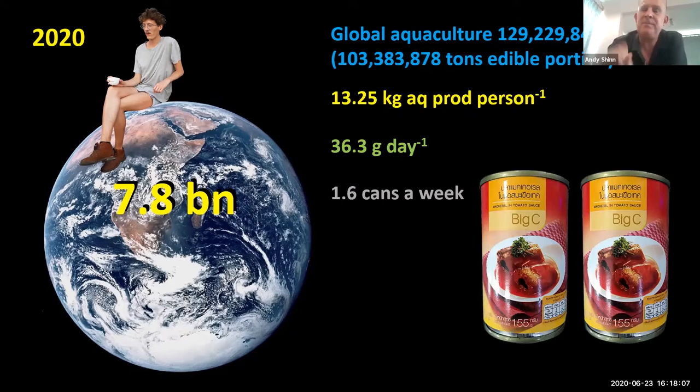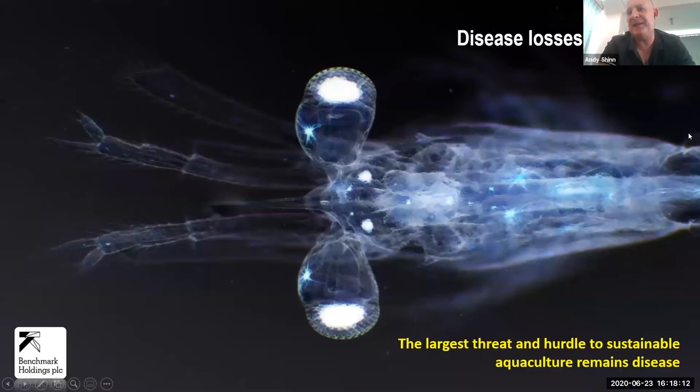But of course, this talk is really about diseases, so I'm going to focus on the diseases here. I'm going to focus on Asia, and we know that disease is perhaps the largest threat and hurdle to the sustainable production of aquaculture. So what I would like to do now is spend the rest of the talk looking at some of these main diseases. As Jan has just said, I'm going to focus on salmon, tilapia, and the shrimp industry, and give you a flavor of some of those diseases which are causing big impacts.